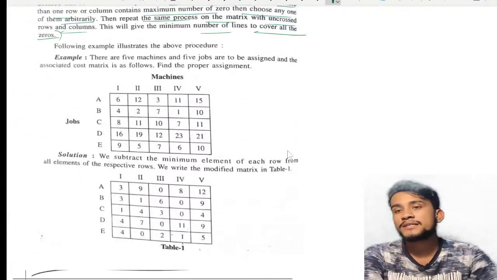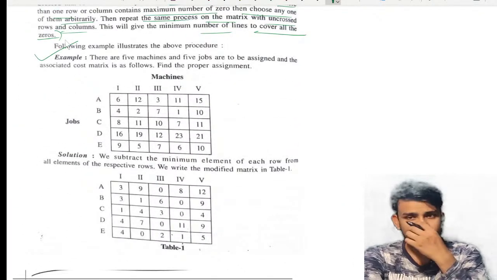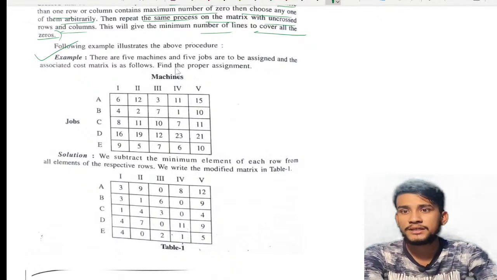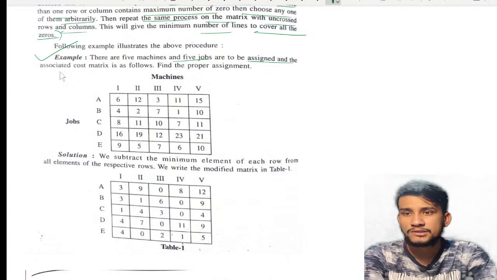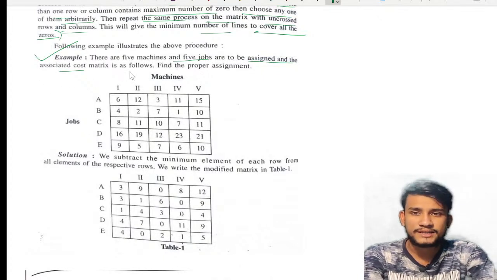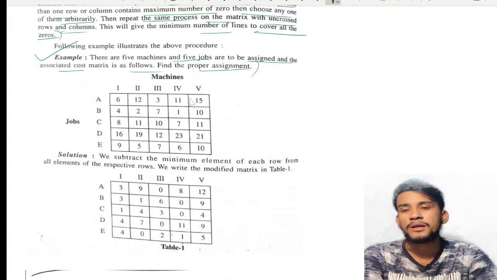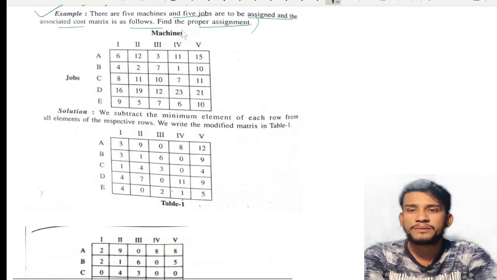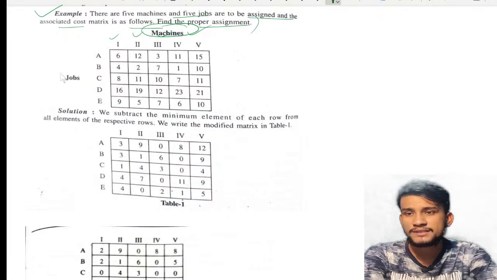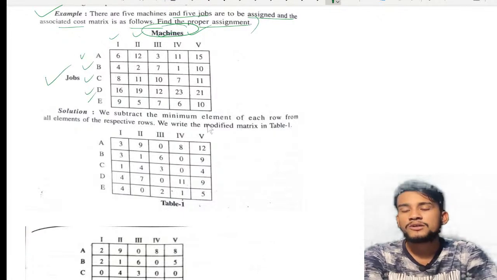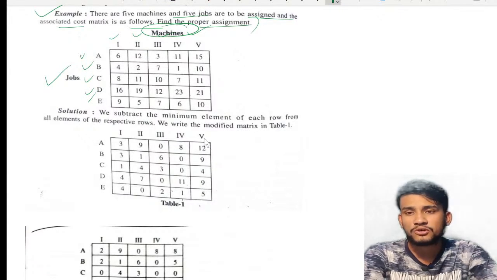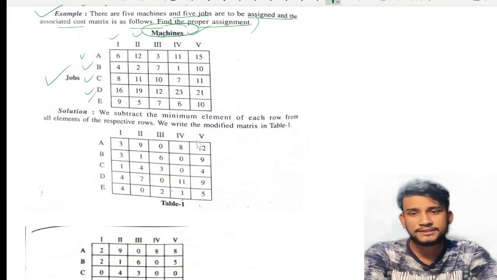Okay, so let us take an example first. There are 5 machines and 5 jobs to be assigned, and the associated cost matrix is as follows. Find the proper assignment. So here there are 5 machines, 1, 2, 3, 4 and 5, and 5 jobs, A, B, C, D, E. The problem is deciding which machine should be assigned which job.